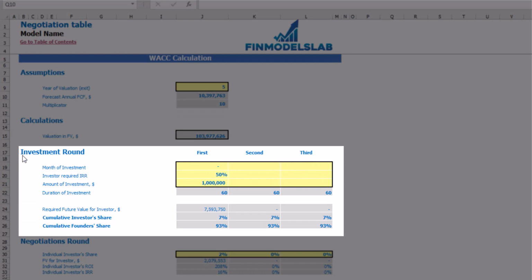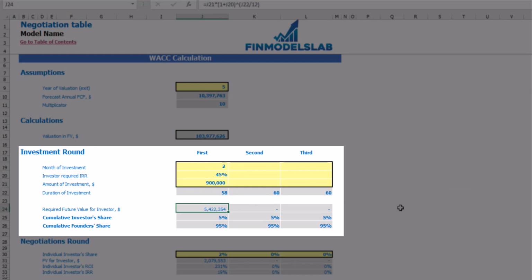Then we have the assumptions and calculations for 3 investment rounds. The first one is months of investment. You can say month number 2, for example. Investor required IRR, for example 45%, amount of investment $900,000, duration of investment, which is 5 years minus 2 months, which is 58 months.